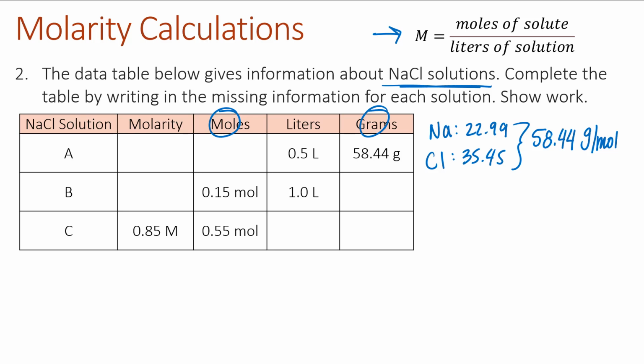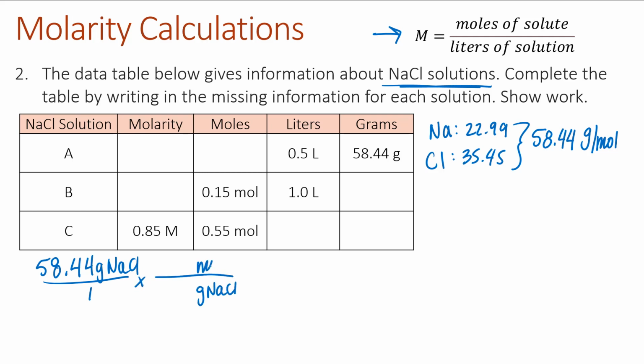So let's go ahead and take a look at row A. So in row A, we have grams and we have liters, and we are asked for molarity and moles. So let's first take care of moles because I need moles to find molarity. So if I have 58.44 grams of NaCl, and we want to convert this from grams of NaCl to moles of NaCl, we already found our molar mass. 1 mole is 58.44 grams. So this means that I have 1 mole of NaCl.